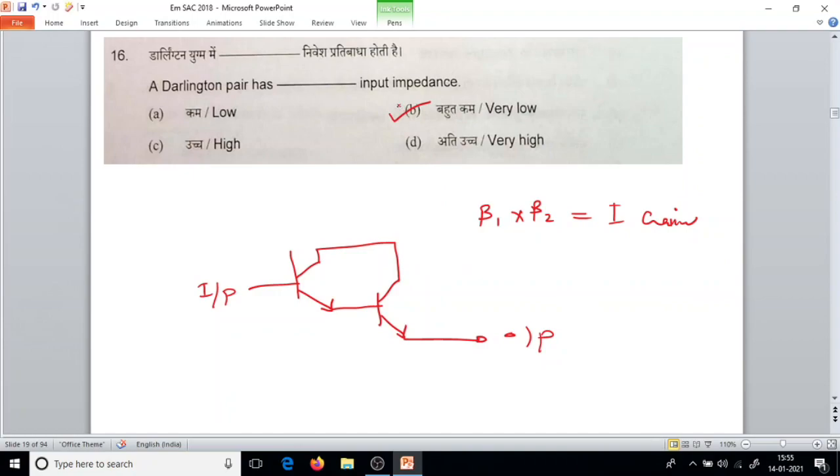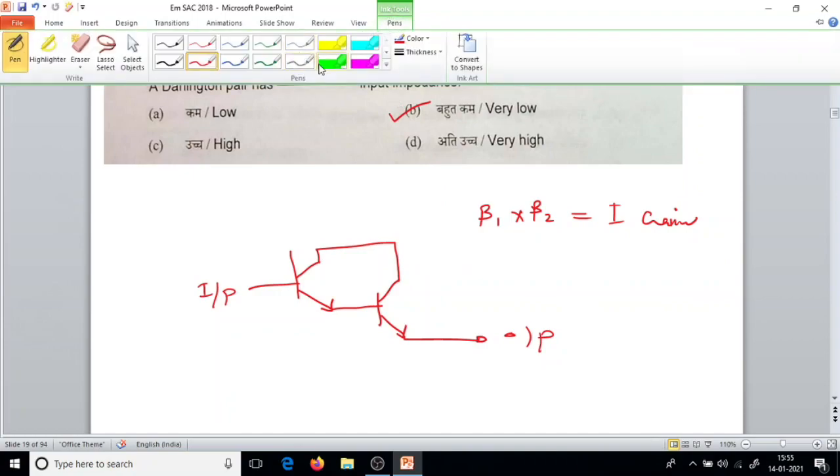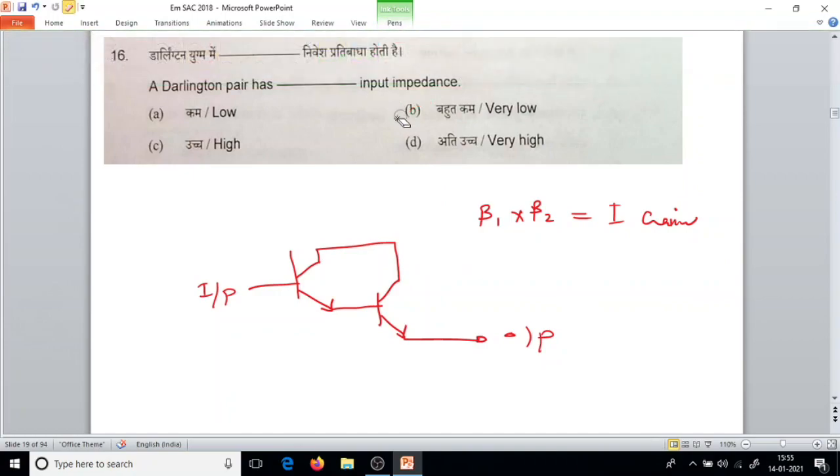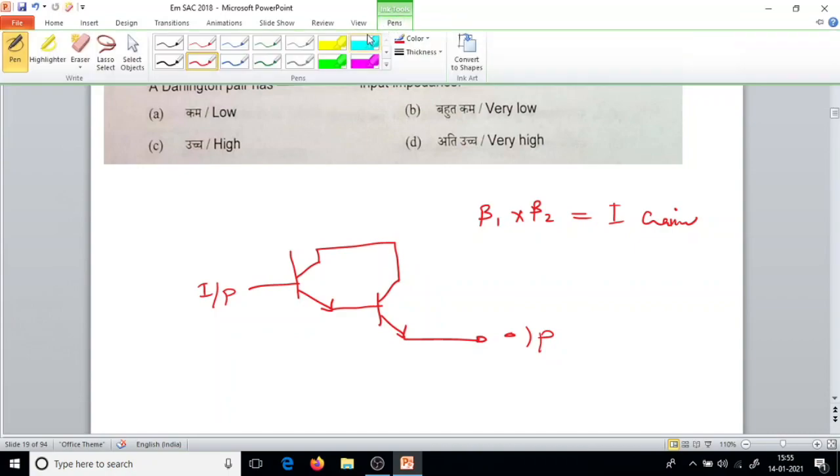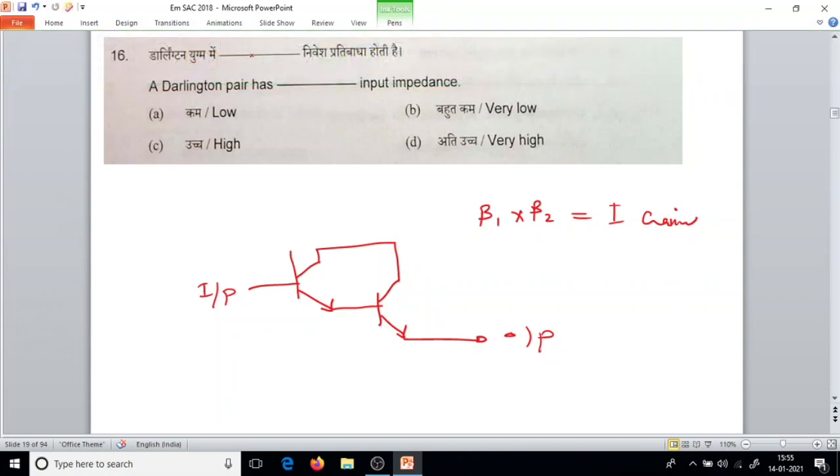Oh sorry, the answer is wrong. Okay, let me change it, because we should have very high input impedance. A Darlington pair has a very high input impedance and a very low output impedance. Impedance is represented by the letter Z. Okay, so take care of it.